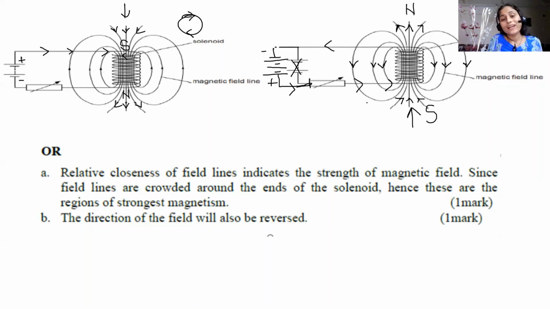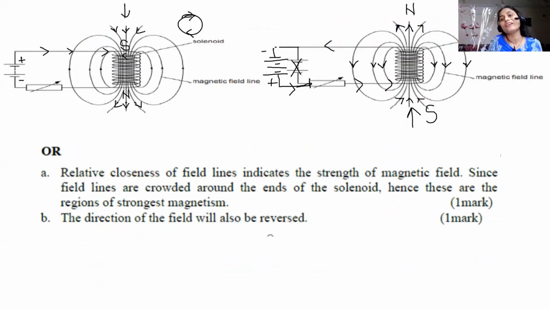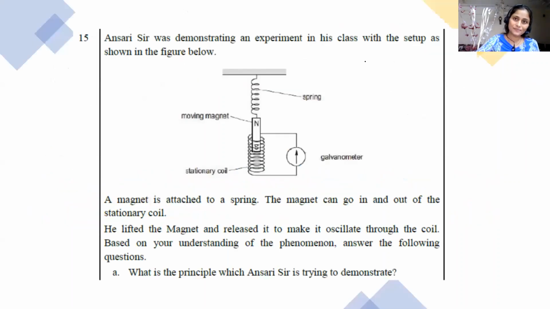Now what are they asking us? What happens to the magnetic field lines? Obviously, the magnetic field lines will also get reversed if you are reversing the battery. If you are reversing the terminals of the battery, if you are reversing the current, the magnetic field lines will also reverse. Clear? Okay.